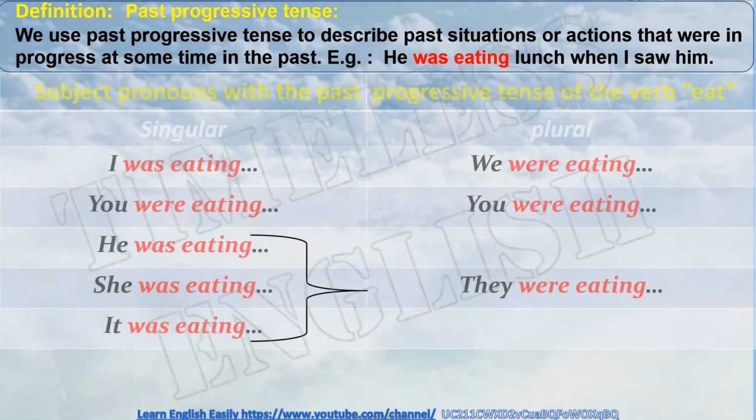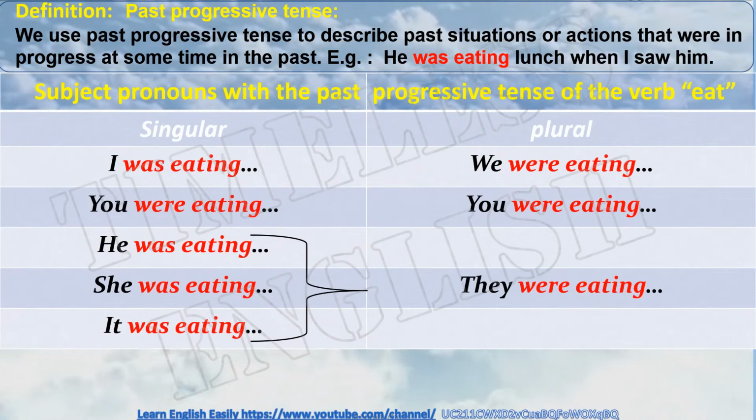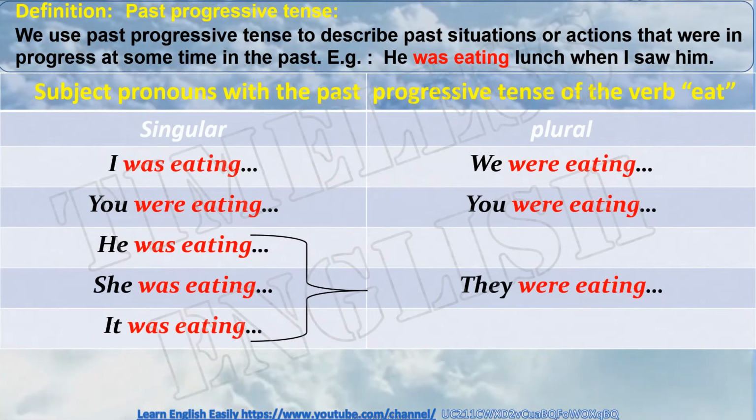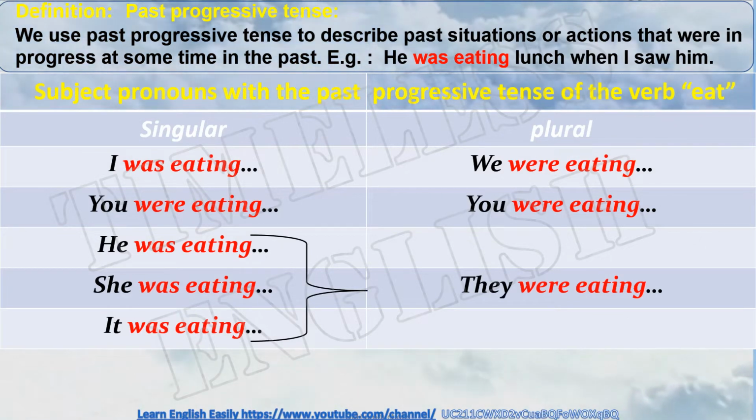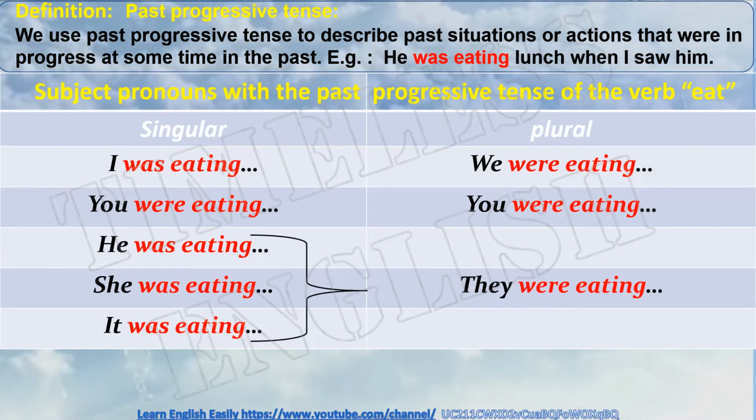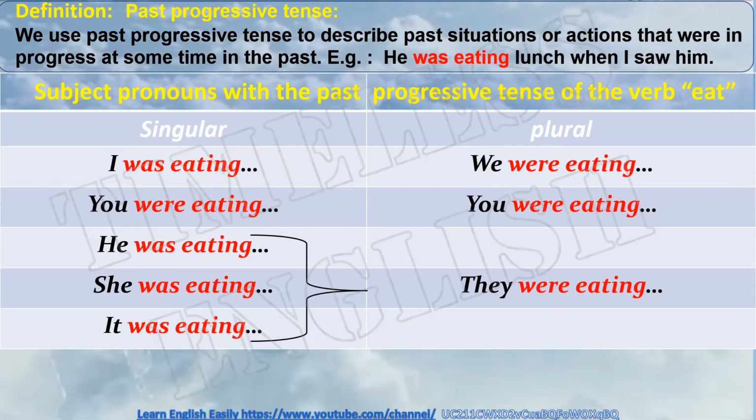Subject pronouns with the past progressive tense of the verb eat. I was eating. You were eating. He was eating. She was eating. It was eating. We were eating. You were eating. They were eating.